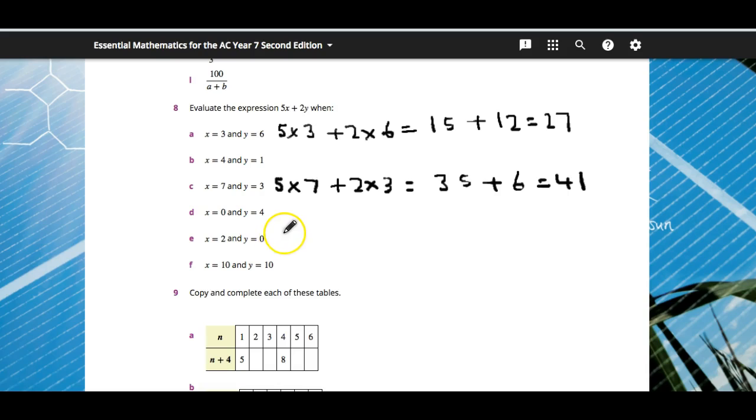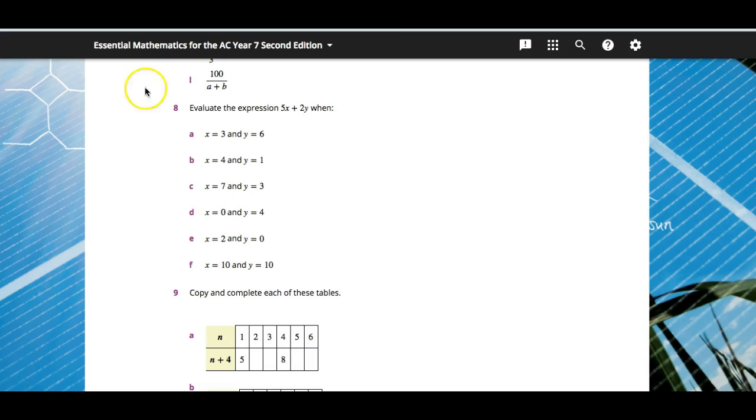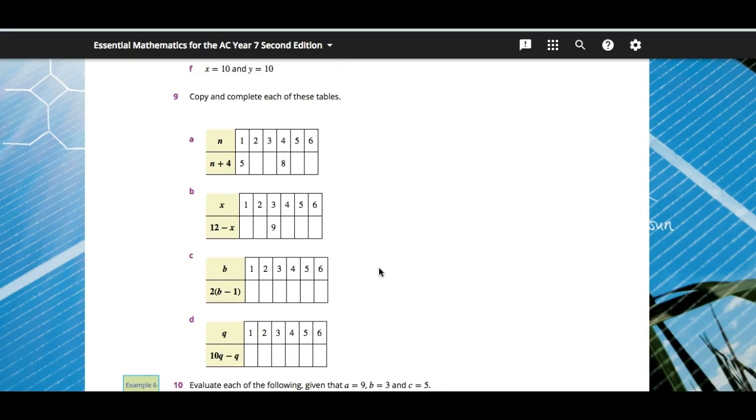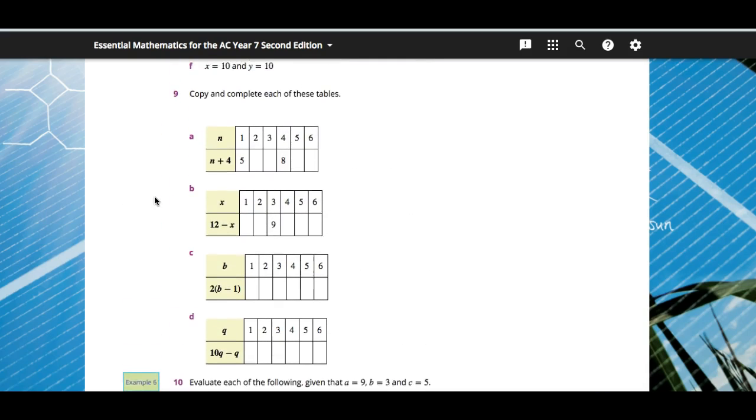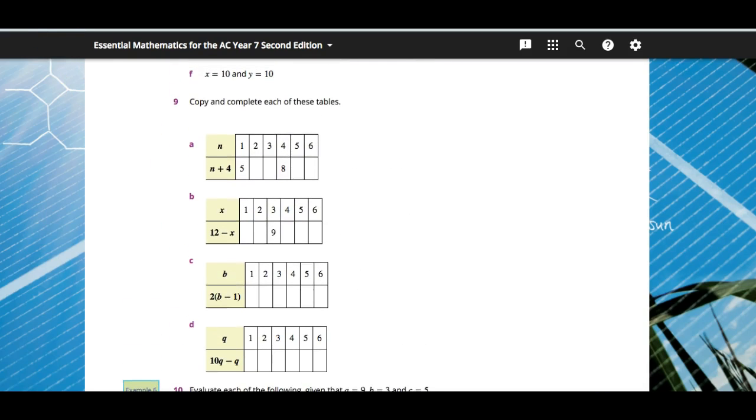Okay, let's move on to E. So we have 5 times 2 plus 2 times 0. 5 times 2 is 10. Now you should know anything multiplied by 0 is just 0, so your final answer is 10. Now I've done 3 of them, so you should be able to do the other 3. Okay, moving on to the next question, the last one I want you to do. You can keep going if you want to, nothing's stopping you from doing that.